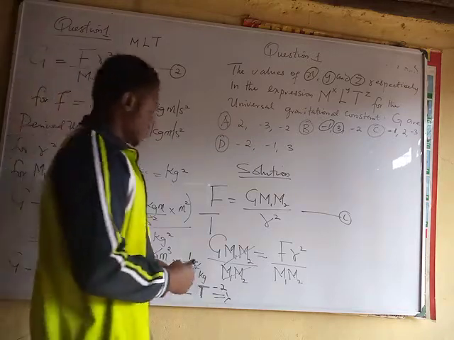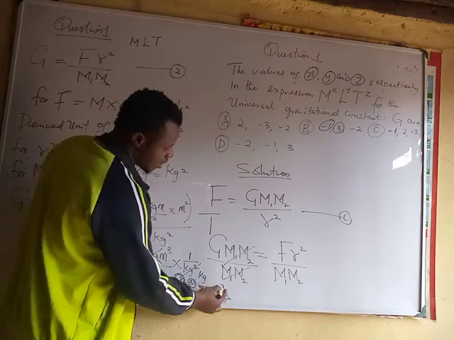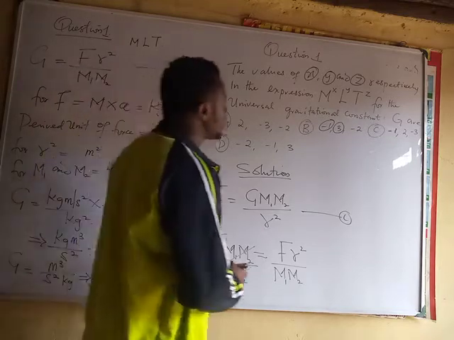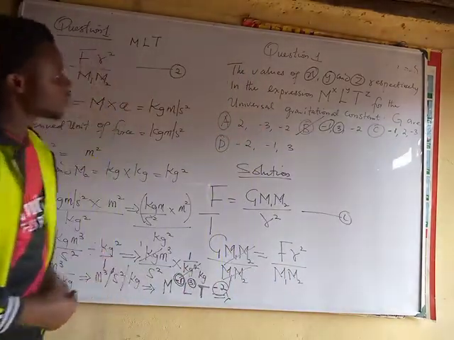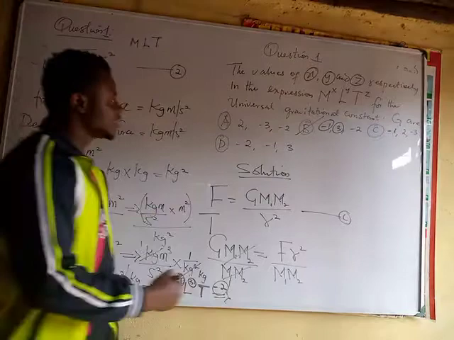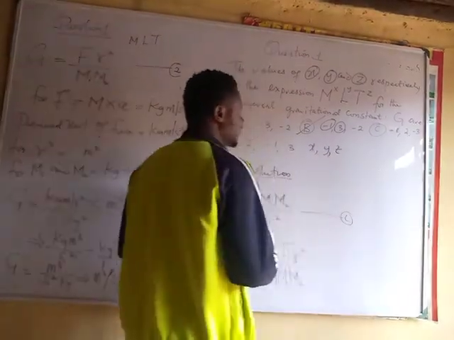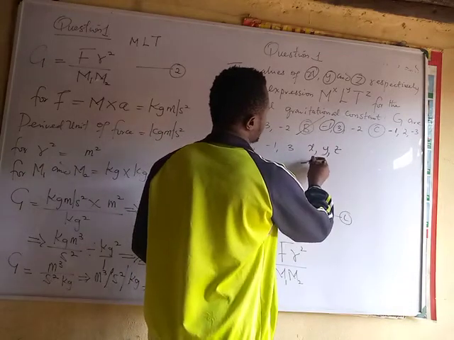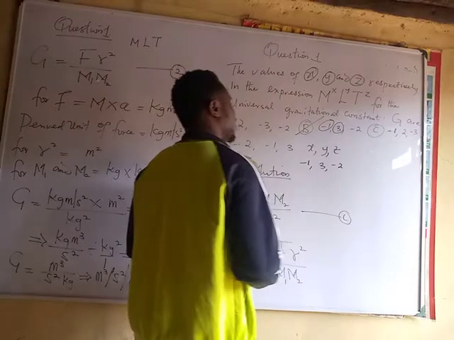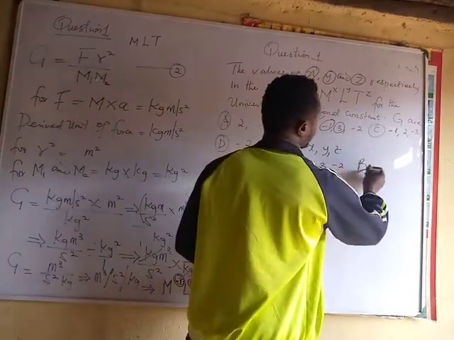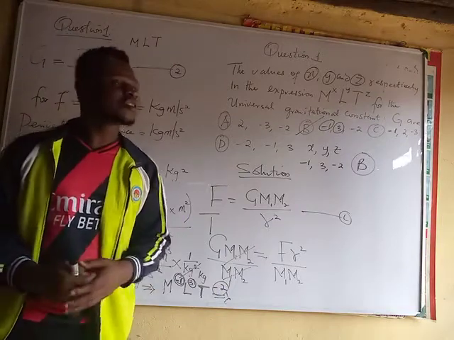So therefore, you can see that the powers are going to be minus 1, 3, and minus 2. So which means the answer is our B. So therefore, to answer this problem, you can tell them your x, y, and z respectively means minus 1, 3, and minus 2. And the correct answer is option B.